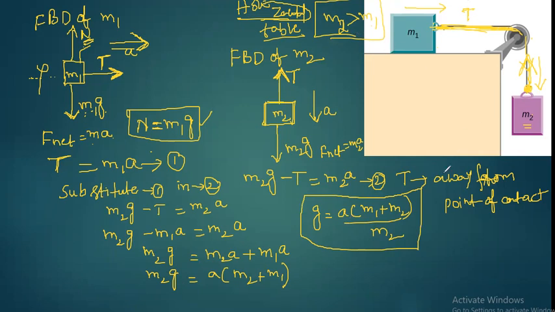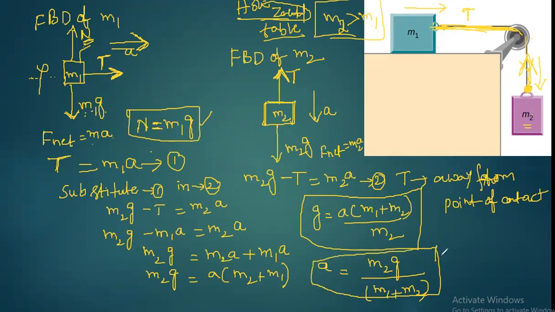So we got the value of A. Actually, we want A and T. Now A is equal to M2G divided by M1 plus M2. So this is our main acceleration of the body, with which it is moving when the system is like this, in this condition, that is M2 is greater than M1.